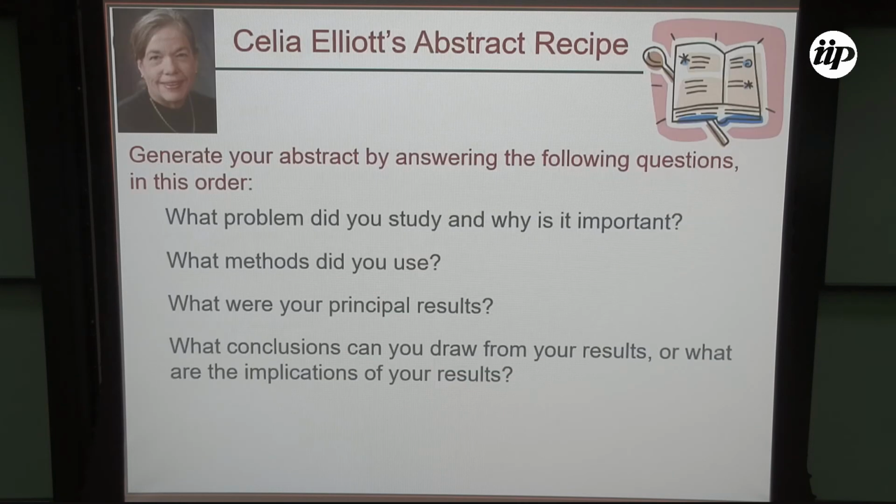Questions? Okay. So this is Celia. Celia likes to frame this in terms of a menu and a recipe, which is what you want to do to establish these 4 components of your abstract: write out answers to these questions. The first is, what problem did you study and why is it important? What methods did you use? What were your principal results? What conclusions can you draw from your results? And what are the implications of your results?